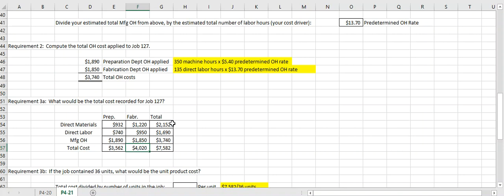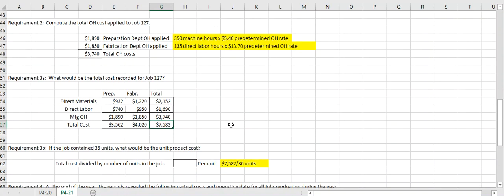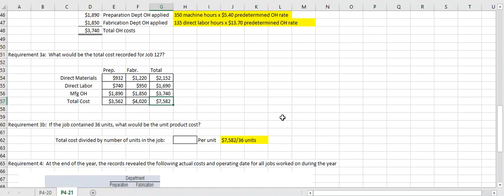So after we fill in those amounts, and I've got some formulas in here, mine totaled, the actual answer to the question for total cost would be $7,582 was the total cost for job 127, and that's this bottom corner amount. Requirement 3B says if the job contained 36 units, what would the per unit cost be? Well, we're going to take the total cost, divide it by 36 units, and that'll tell us how much each unit costs. So $7,582 in total cost divided by 36 units gives us $210.61 per unit. Again, the yellow is just my formula, my calculations that I used.